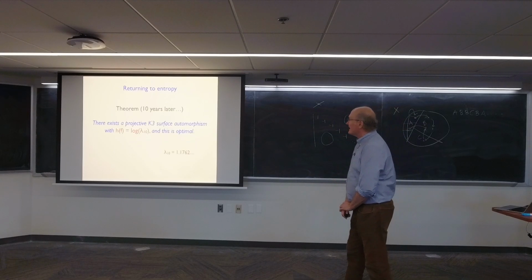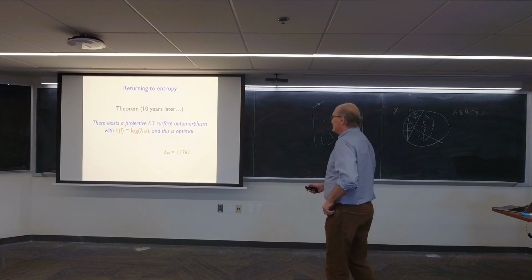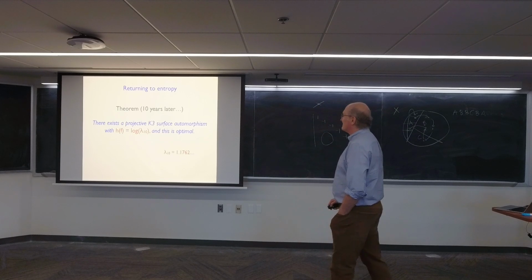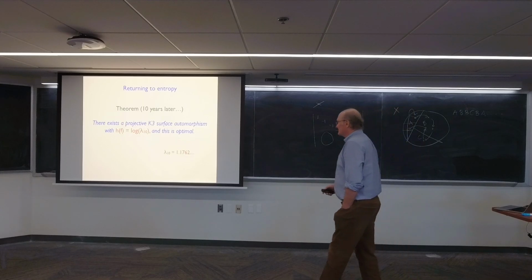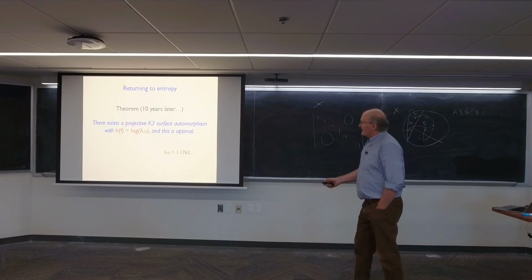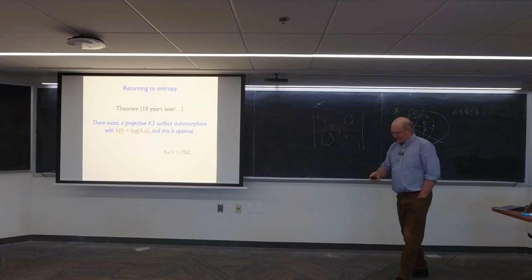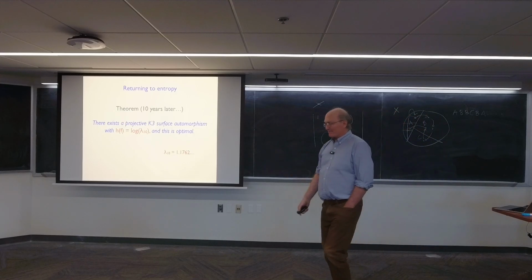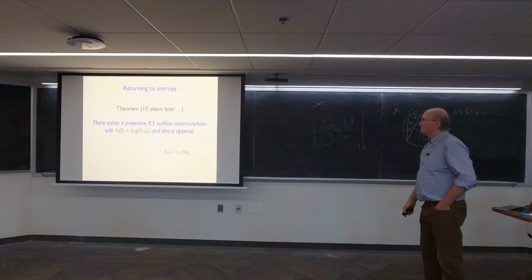Okay, so returning to entropy, this took me about 10 more years. Let me just finish this discussion with the statement: there exists a projective K3 surface which realizes Lehmer's number. And this is, as I mentioned before, optimal. Actually, we know it's optimal because on K3 surfaces, the Salem numbers that arise can only have degree 22 or less. All the small Salem numbers of degree 22 or less are known, and Lehmer's number is certainly the smallest.